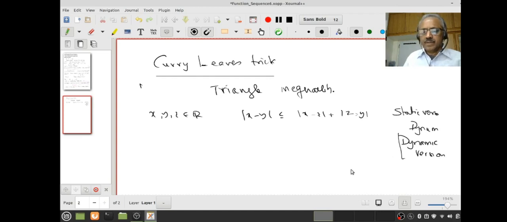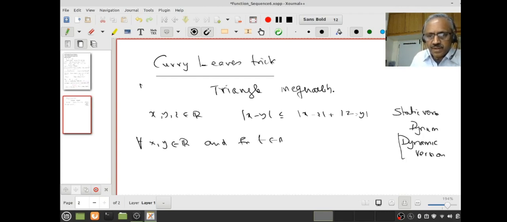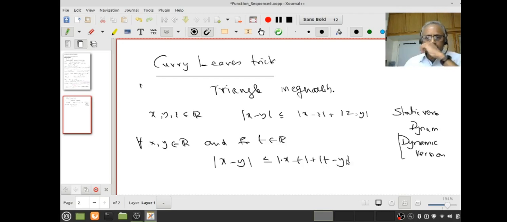Okay, that says for every x, y in R, and for any t in R, mod x minus y is less than or equal to mod x minus t plus mod t minus y. You may say, what is new there? It's the same. In place of z I use t, but remember I said x and y are given and I am talking about t separately. Why? Let us try to understand this, because this is very crucial for analysis.